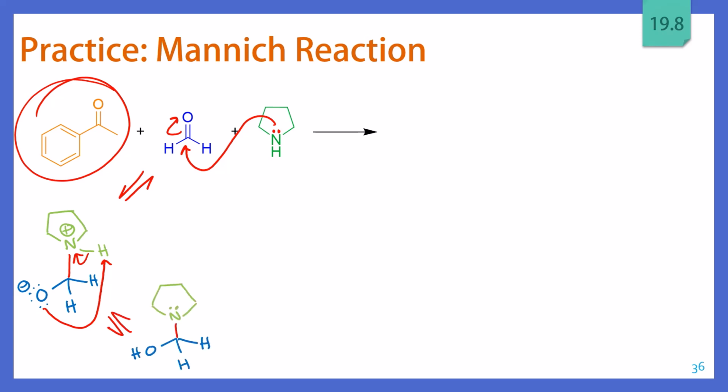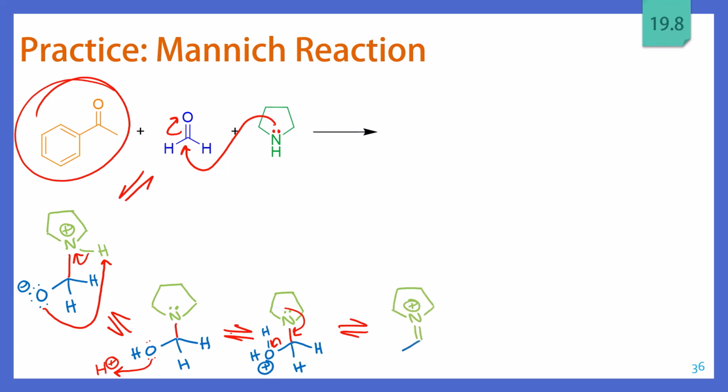So at this point, the presence of acid becomes quite important because we are going to want to protonate that hydroxyl group. It can then be pushed out by the nitrogen's electrons. That's our iminium ion.